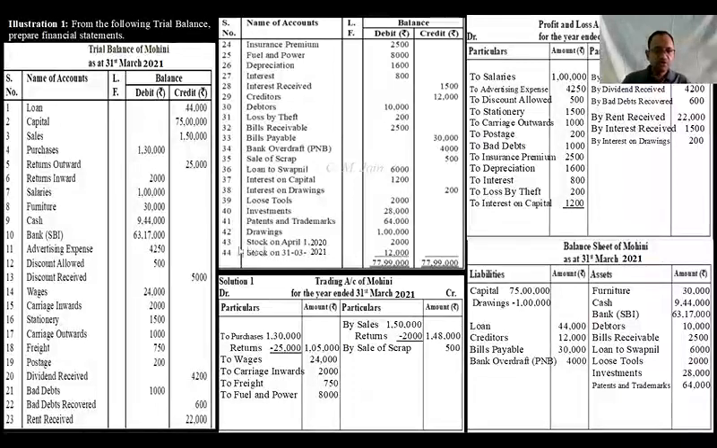Then we are given stock on April 1, 2020. So which stock is this? Yes, this is opening stock. And as we discussed in the previous class, opening stock appears in trading account debit side. In first line, write down to opening stock 2000.